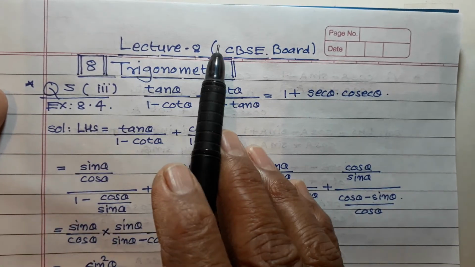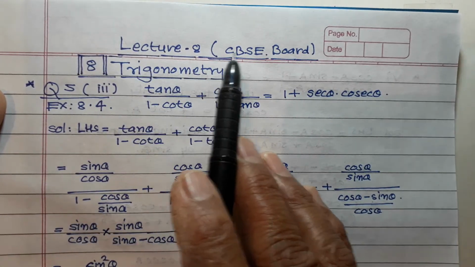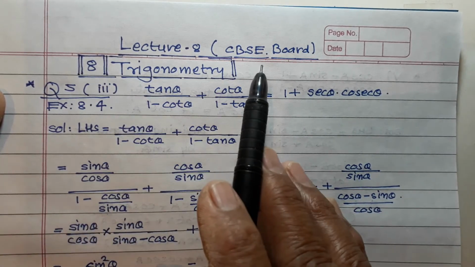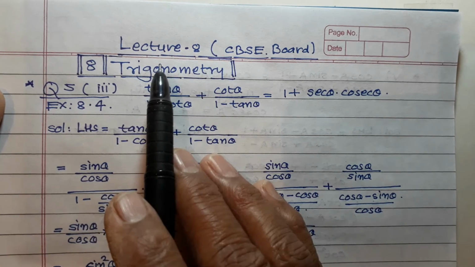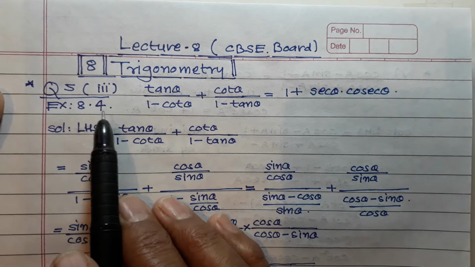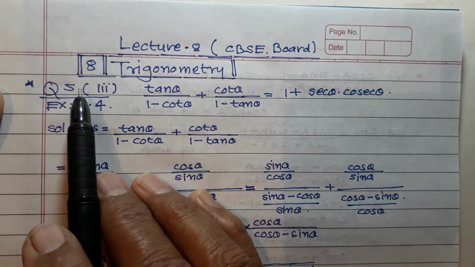Hello my dear student, lecture number 8 for CBSE board, chapter number 8, trigonometry. In this lecture, I am going to explain you some examples from exercise 8.4, question number 5.